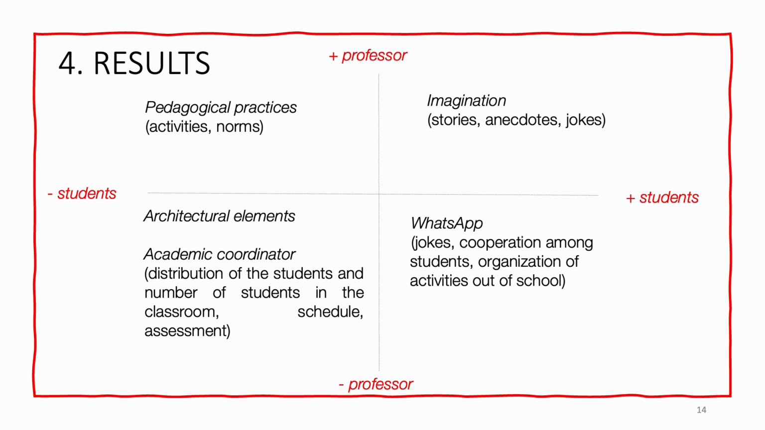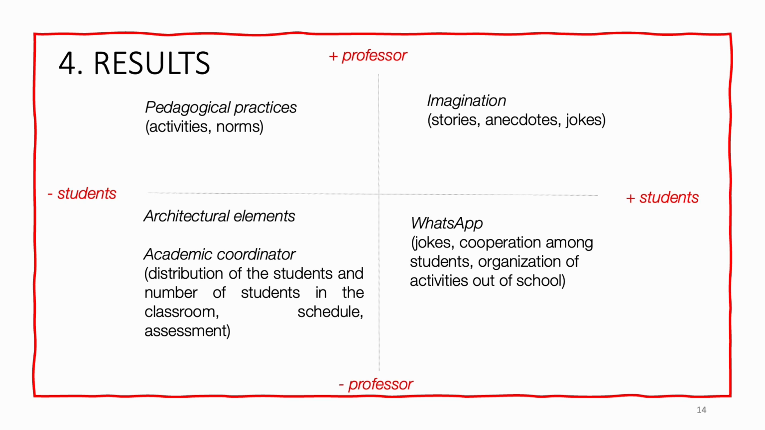the corpus was organized into 4 categories according to the importance of the 2 agents who were involved, the professor and the student. As we can see, the imagination co-constructed by the professor and students was key in the development of socio-affective processes. So was the WhatsApp conversation led only by students, in which the professor was not a participant. And then also the pedagogical practices, the activities and norms in the classroom that the professor brought to the classroom were involved and very important for these processes.